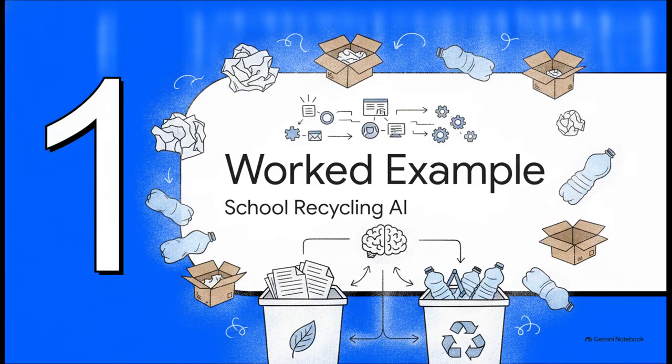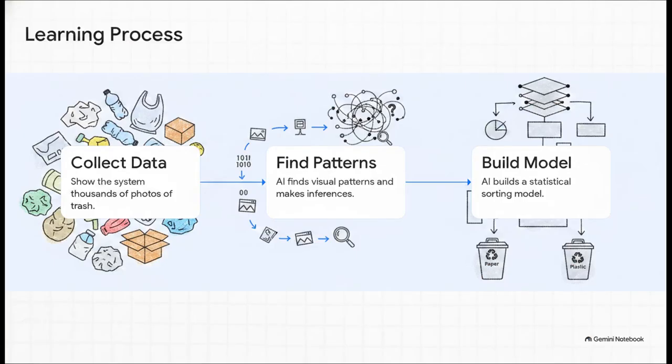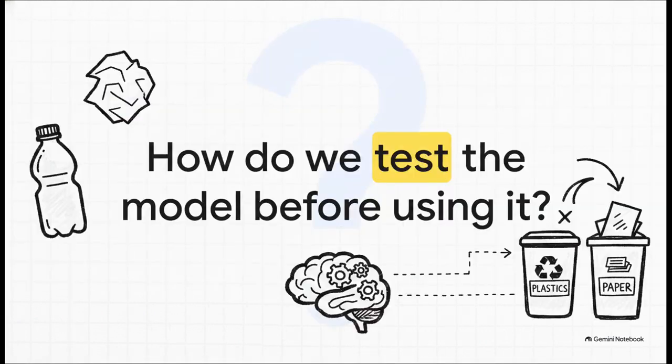All right, let's look at a worked example, the school recycling AI. Let's imagine your school wants to build a simple AI to automatically sort recycling into paper and plastic bins. How would it learn? Remember, we aren't giving it a strict rule like, if it's clear and crinkly, it's plastic. Instead, we feed it data. We show it thousands of photos of paper and thousands of photos of plastic. The AI finds the visual patterns all on its own and builds a statistical model to deduce where the trash belongs.